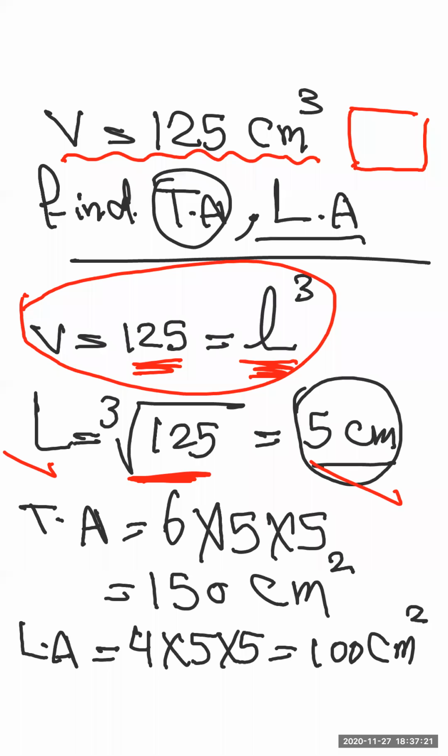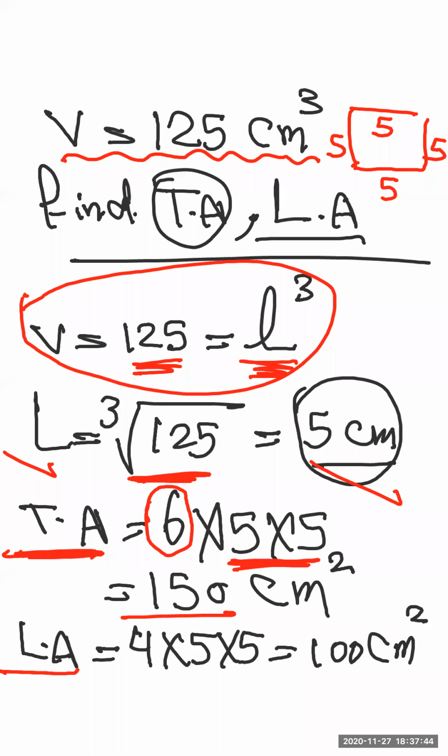Then total area, we said 6 times area of one face. It's a square. This one is 5, this one is 5. All sides are equal, 5. So area of this square equals the side times itself. So 5 times 5, times 6, because we are getting the total area. So it will equal 150. Lateral area, we said that it's the area of 4 faces. So 4 times 5 times 5. So it will equal 100 centimeters squared. Now it's clear, guys?